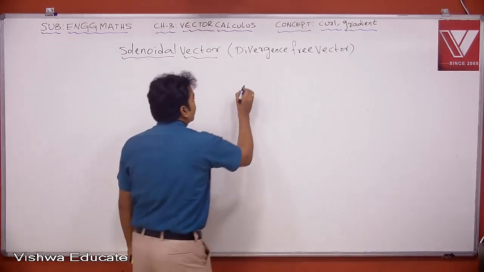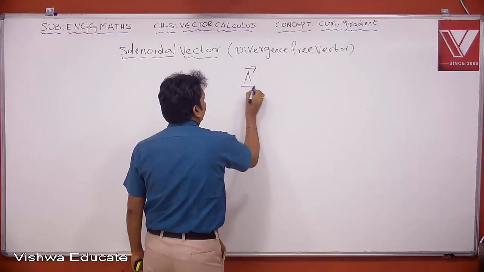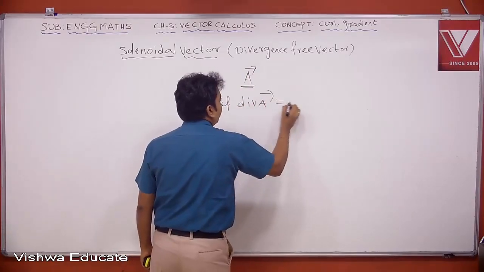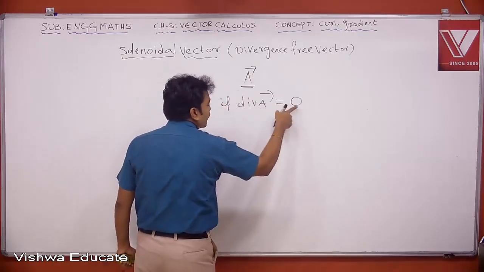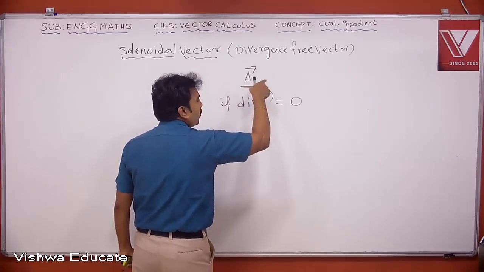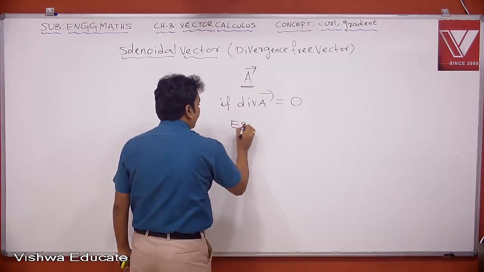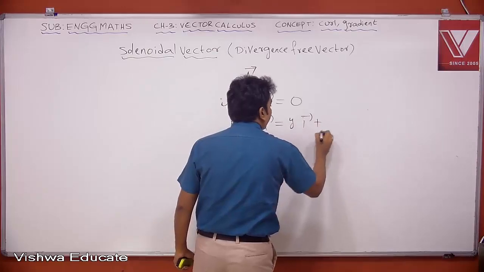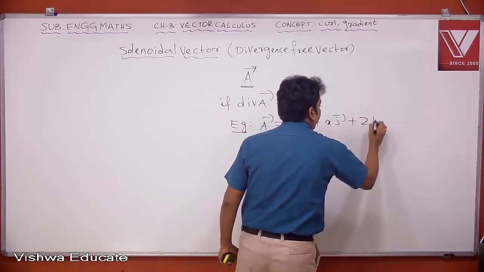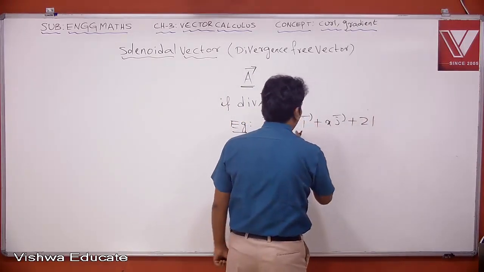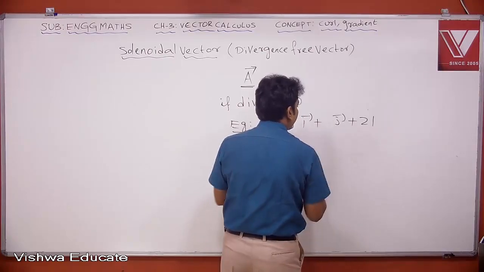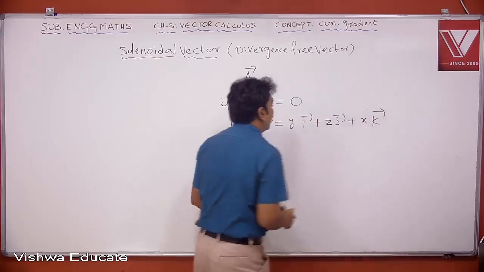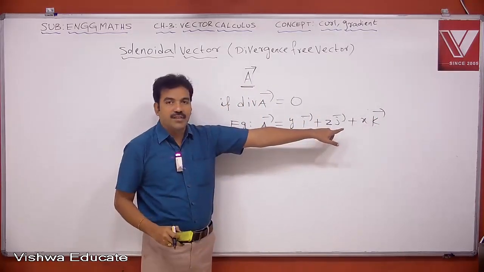Okay, let us see. Suppose I have a vector a bar. We say that this is a solenoidal vector if the divergence of this vector is 0. So a vector whose divergence is null is called a solenoidal vector or a divergence free vector. Let us take one simple example. Suppose a bar equal to y i bar plus z j bar plus x k bar.